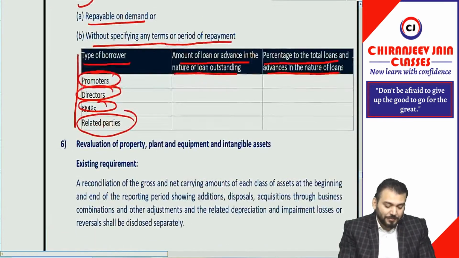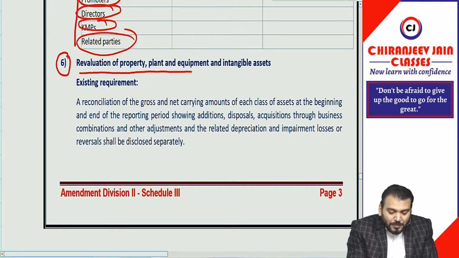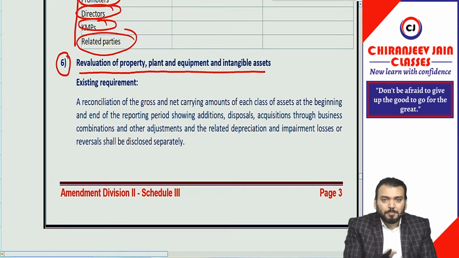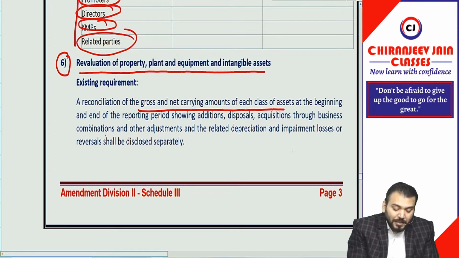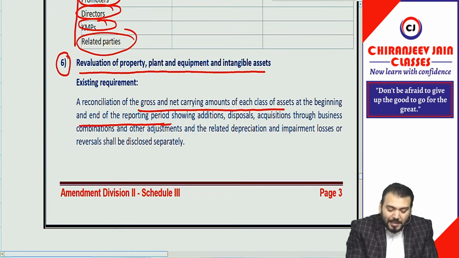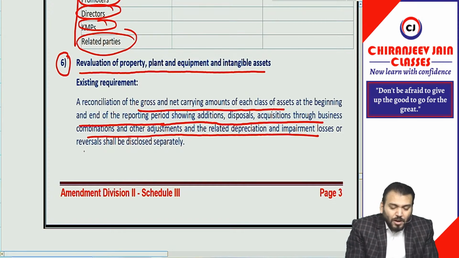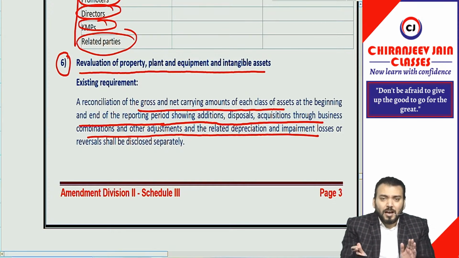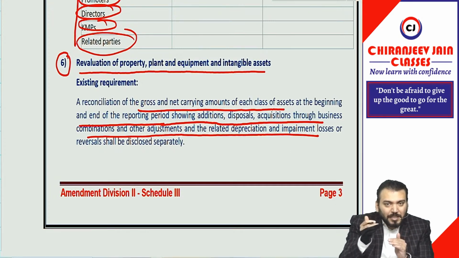Got it? Yes, sir. Then point number 6, revaluation of property, plant and equipment and intangible assets. As per the previous requirement, I hope you remember that we need to give a reconciliation of gross and net carrying amount of each class of asset at the beginning and at the end of the reporting period, showing any addition, disposal, acquisition through business combination and other adjustment and related depreciation and impairment loss or any impairment loss reversal. Means a reconciliation of gross carrying amount and net carrying amount at the beginning and at the end of the year needs to be provided. We have discussed this.